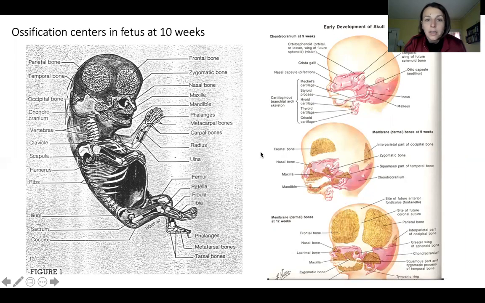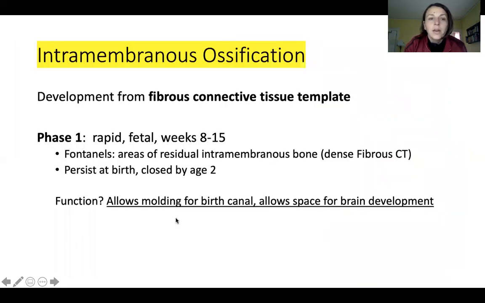So let's look at the ossification centers of this image, right? Here there was a fibrous connective tissue, and that's where the osteocytes went and developed bone. And as you can see here, this is at 9 weeks. We get a little bit of bone development, and then further on down, 12 weeks is more bone development. And you can see the facial bones as well growing around in this area. Okay, the first phase of this is happening rapidly between weeks 8 and 15.